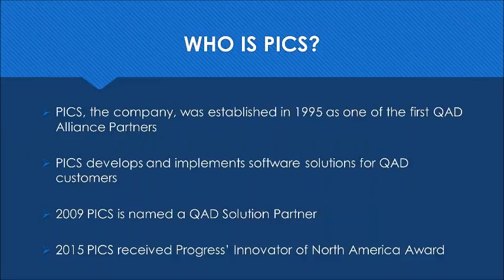Who is PICS? PICS is a QAD solution partner and has been in business for over 20 years. We provide business process automation and IT outsource managed services. We have a deep understanding of the QAD system. In 1995, we were established as one of the first QAD Alliance partners. Then in 2009, we expanded our relationship with QAD and were awarded solution partner status. And then again in 2015, PICS received the Progress Software's prestigious Innovator of North America Award.